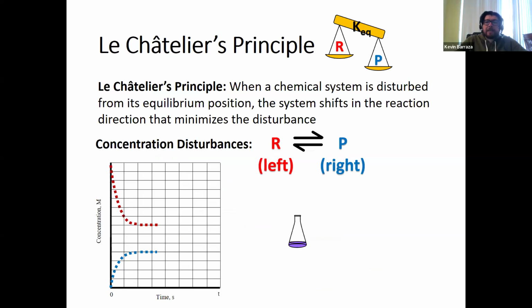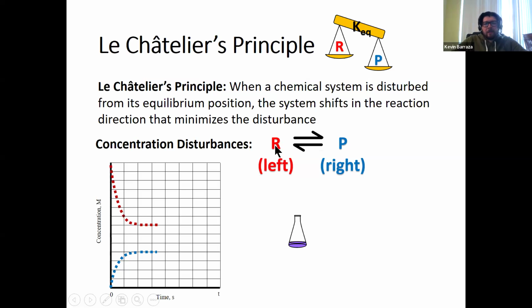So we have a guiding principle for what to think when this happens. It's called Le Chatelier's principle. When a chemical system is disturbed from its equilibrium position, the system shifts in the reaction direction that minimizes the disturbance. So let's take a look at what happens when we disturb a reaction at equilibrium.